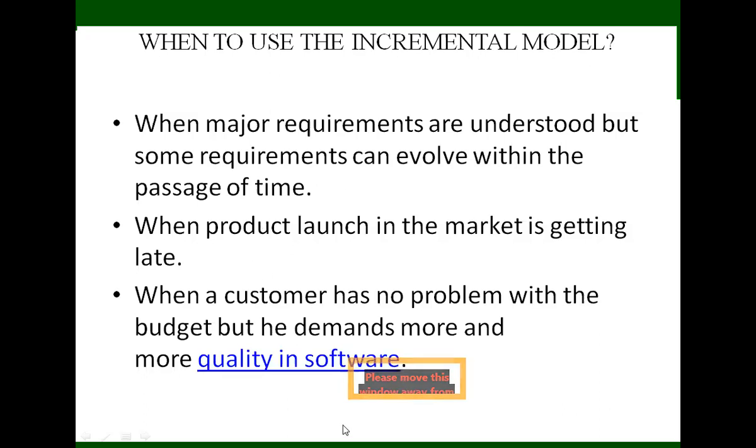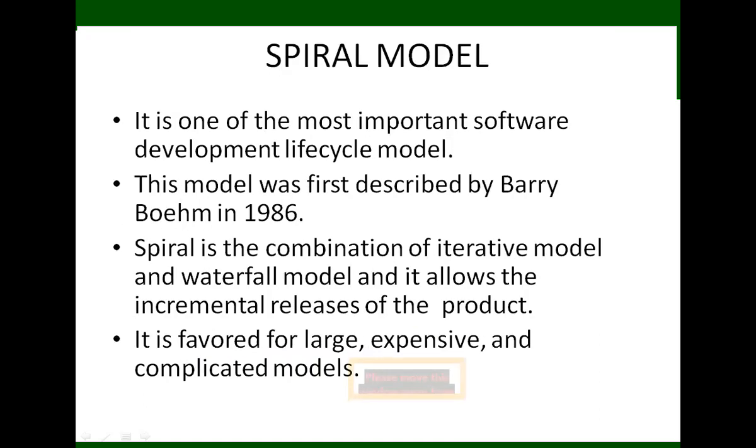Okay, 75 members have joined, so I will start. I am going to start the spiral model. So see here, what is the spiral model? It is one of the most important software development lifecycle models. Why? Because we call it important since we are handling risks here. In the previous two models we cannot handle any risk occurring, but here we are handling risk.